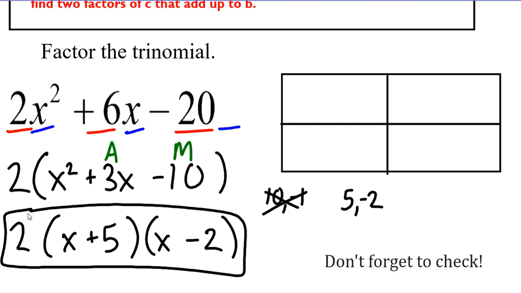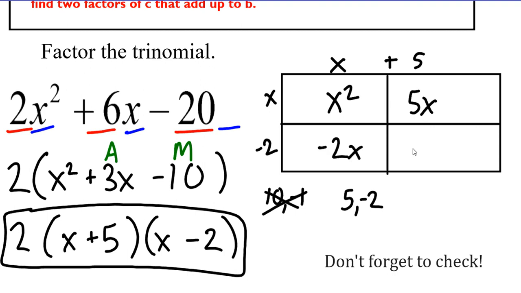If you want to check, I can do x plus 5, x minus 2. I'll need to double everything at the end in order to make the original because there's a 2 out front, but that's okay. X squared, 5x minus 2x minus 10. That makes what? X squared plus 3x minus 10. If I double everything in there, I'll get back to the original. So that is the correct factorization of it.